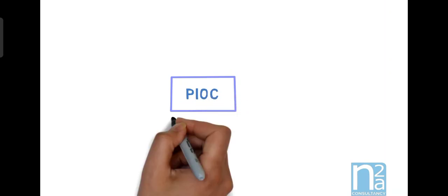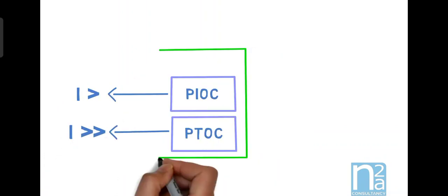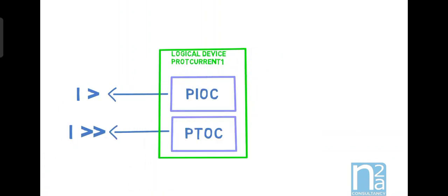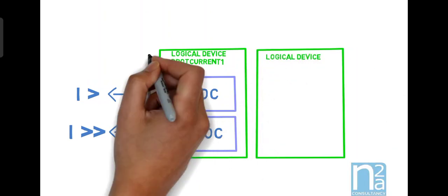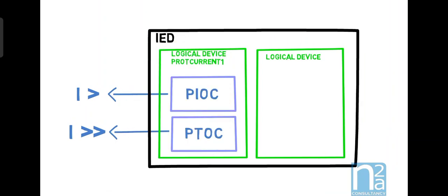IEC 61850 gives the possibility to group logical nodes into a logical device. But this choice is free. In this example, we have grouped instantaneous overcurrent and time overcurrent into a logical device we called ProtCurrent1. Last, we have the IED which groups the various logical devices implemented. This detailed definition must be followed to allow multi-vendor compatibility.